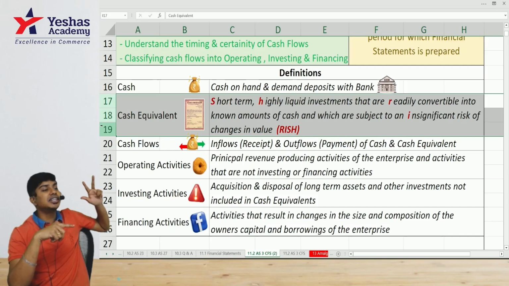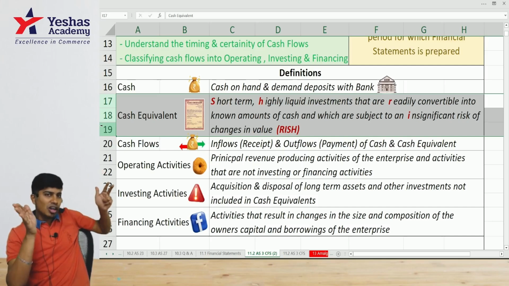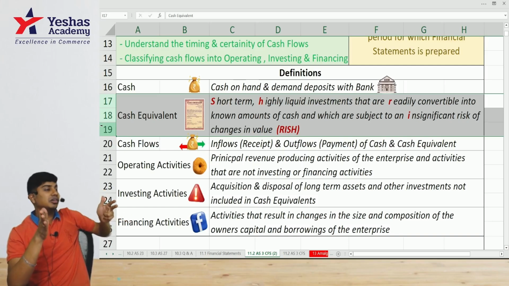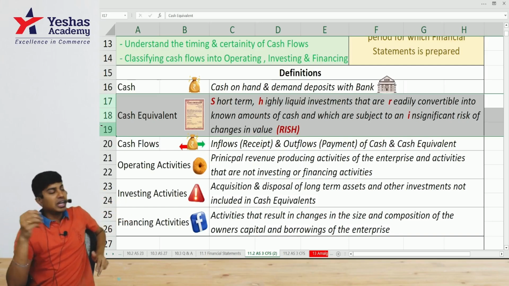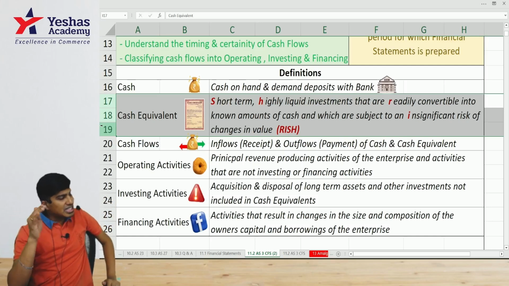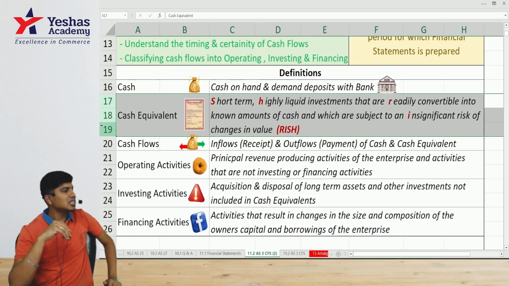RISH, short term. Sir, what length do we call short term? 90 days, that is basically 3 months. If an investment is for a period of 3 months or less, it is short term. If it is more than 3 months, it is not short term.